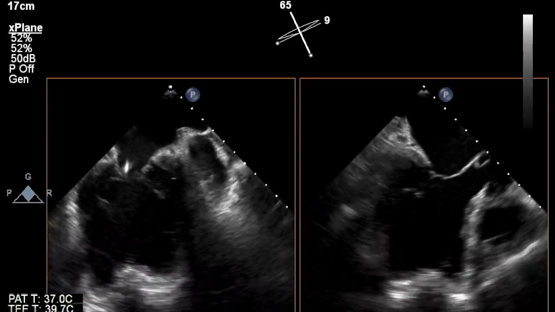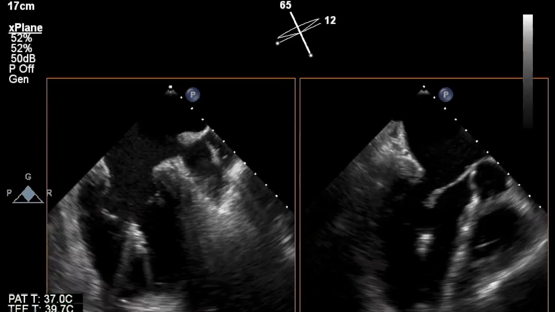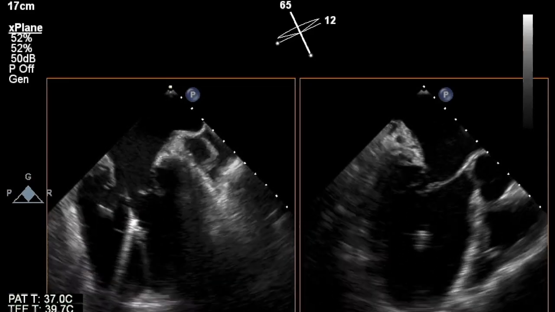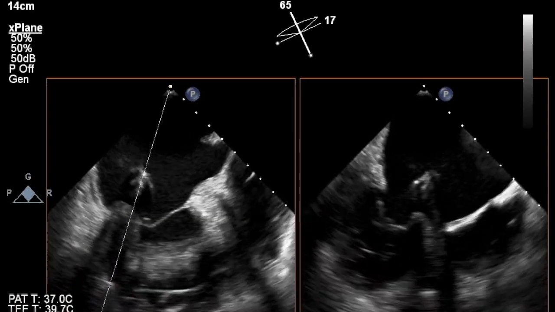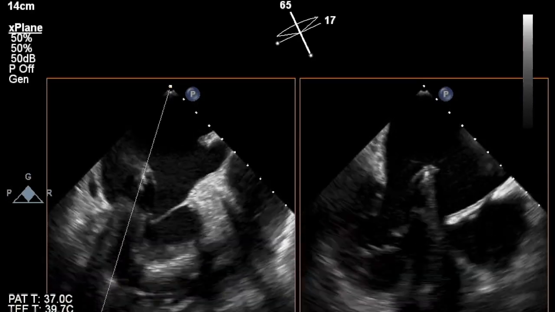In this view, you can see the sheath being introduced through the apex, making sure the wire remains in the left atrium. The sheath may cause echo artifacts, so X-plane and 3D views are always used to confirm your findings and interpretation.